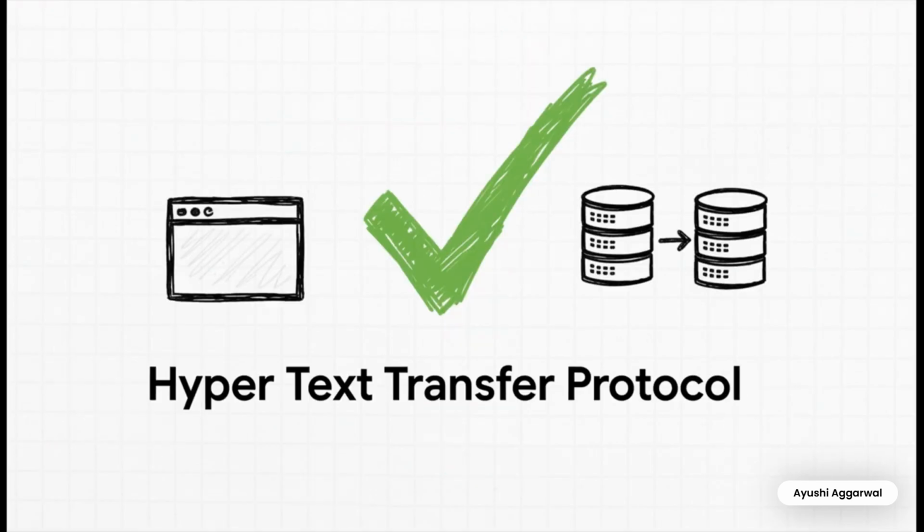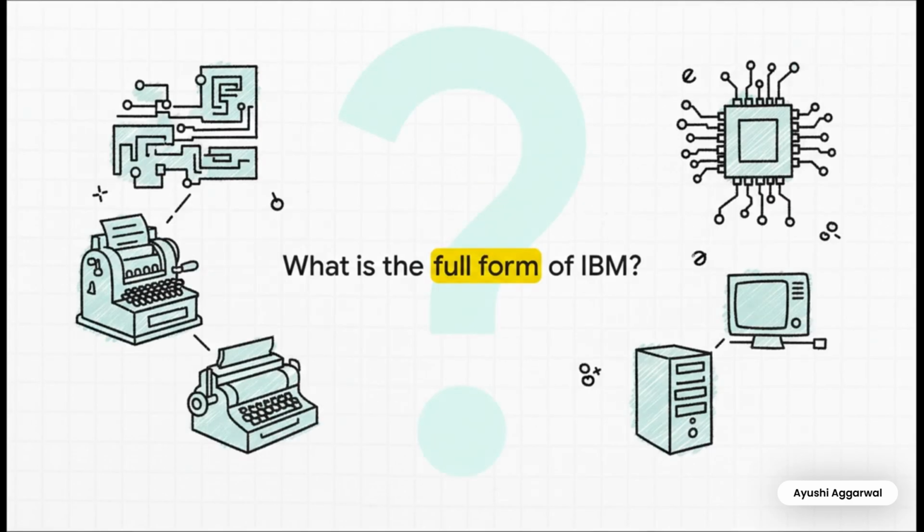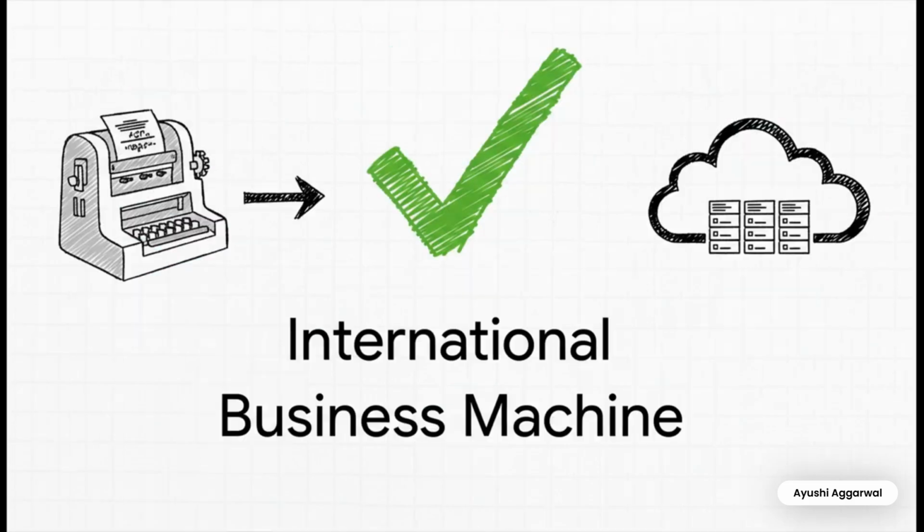And the answer is C, Hypertext Transfer Protocol. Awesome job if you got that right. It's basically the backbone of how we browse the web. Okay, question number 2. Now this one's a bit of a bonus. It's a super famous company that's been a giant in the tech world for, wow, over 100 years. What does IBM stand for? The correct answer is A, International Business Machines, a true pioneer of computing.